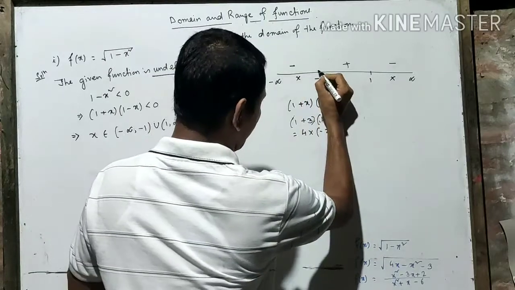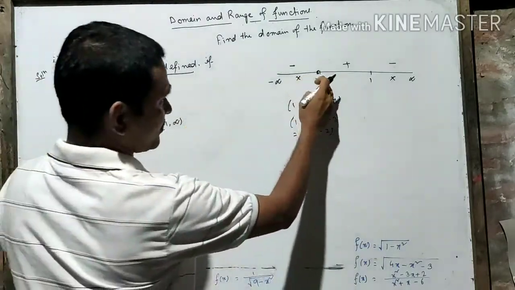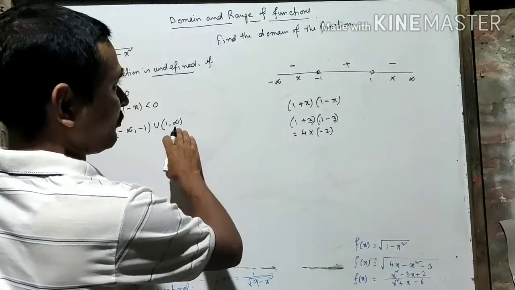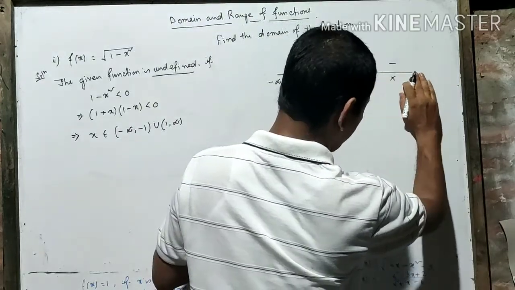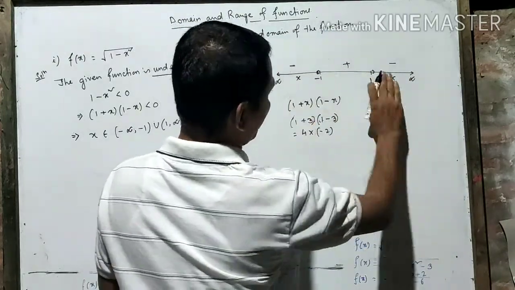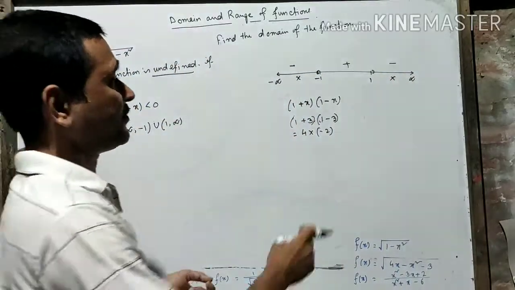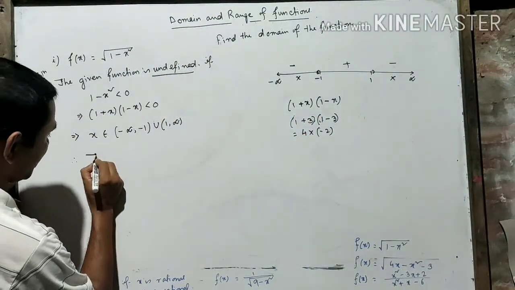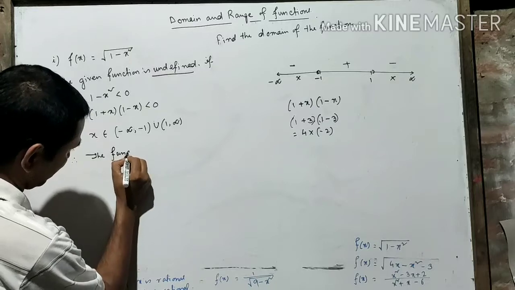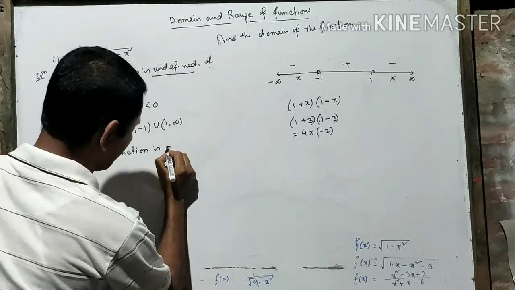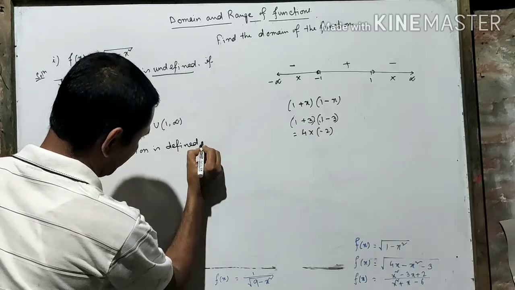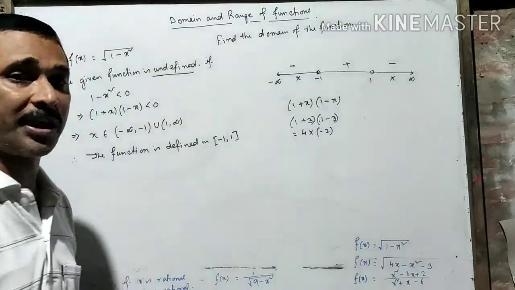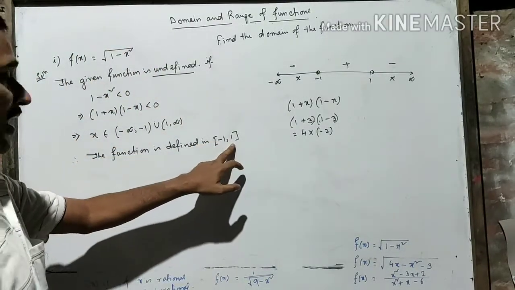Okay. So minus infinity to minus 1, open interval. So just before touching minus 1 you will stop. Open interval 1 to infinity, just after 1, then up to infinity. So here it is undefined. So where is it defined? It is defined from minus 1 to plus 1, including minus 1 and plus 1. Therefore, the function is defined in the closed interval minus 1 to plus 1, including the boundaries.